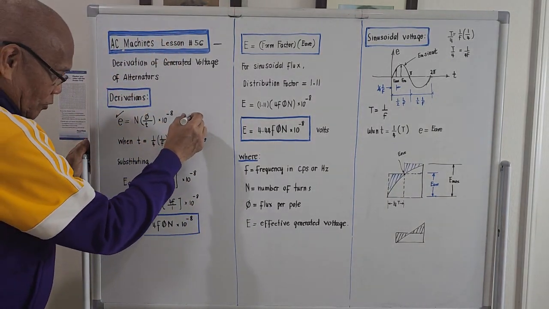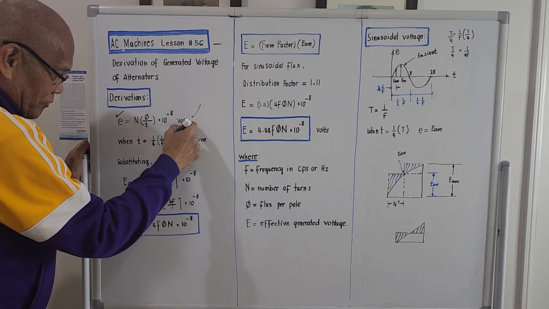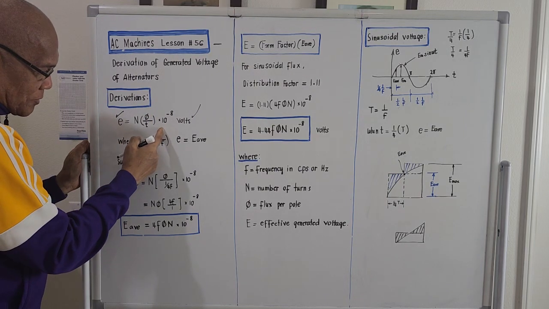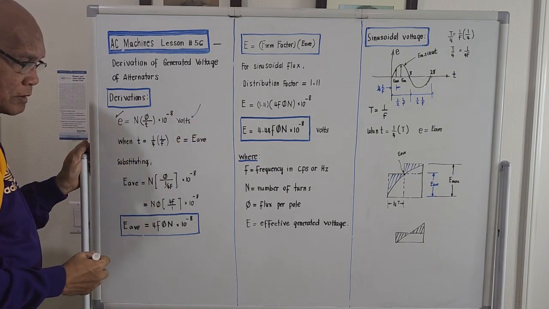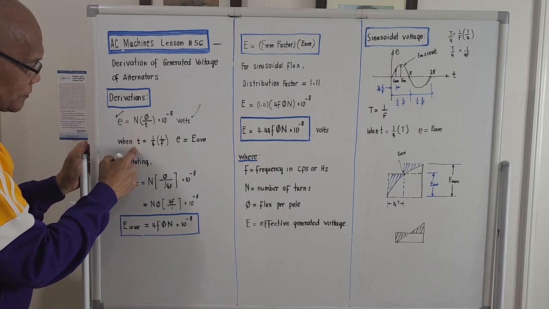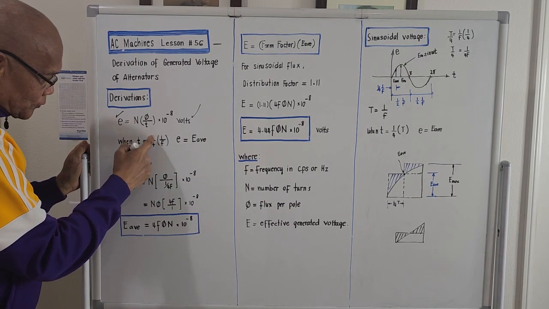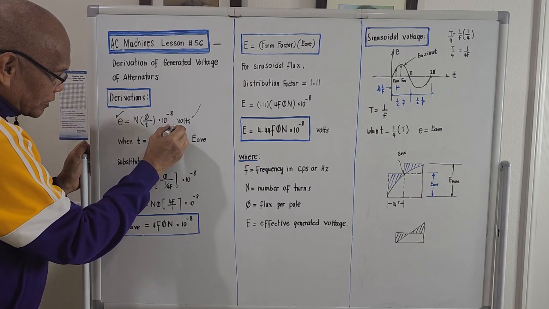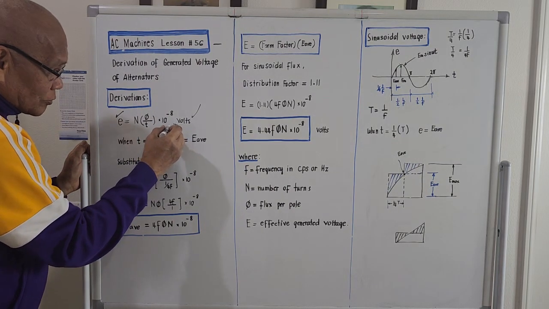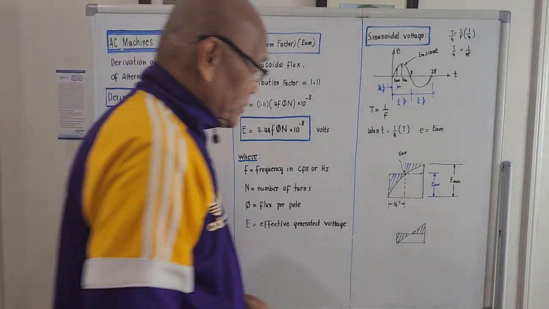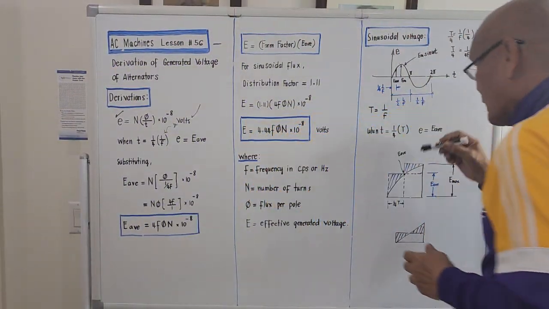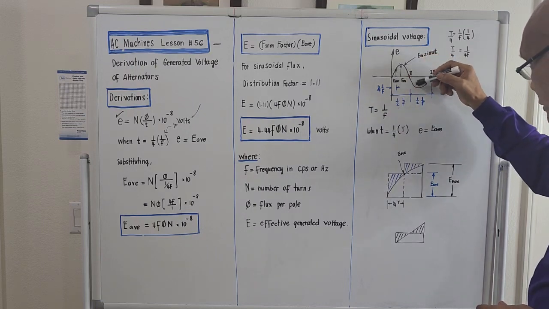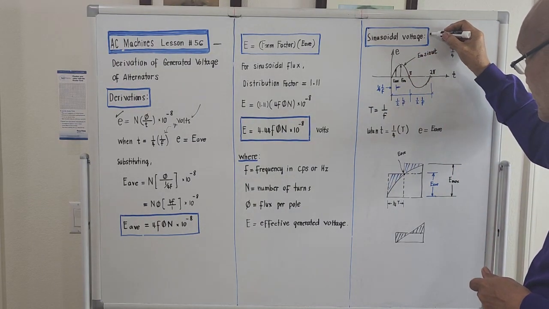This is the first formula where we will start the derivation: E equals N times the change of flux with respect to time times 10 to the minus 8 volts. I place it here when time t is equal to 1/4 of 1 over f. 1 over f is actually the total time. What is total time? It is here. The graph of the generated voltage for an alternator is a sinusoidal wave, a sine wave.